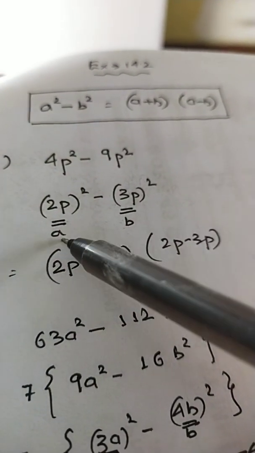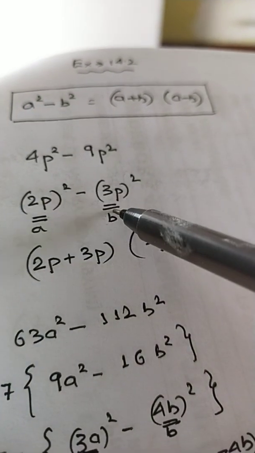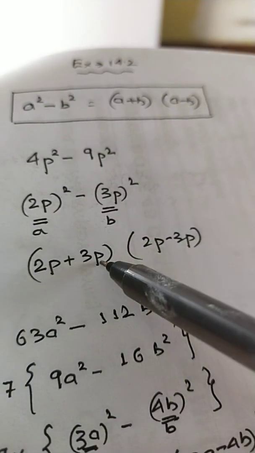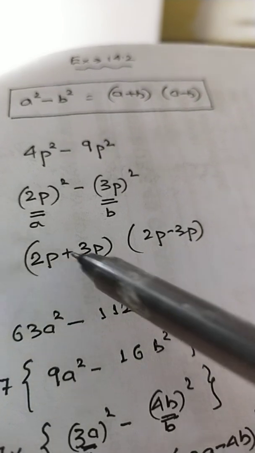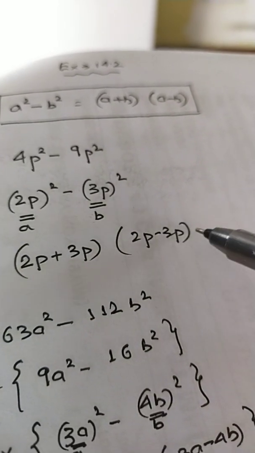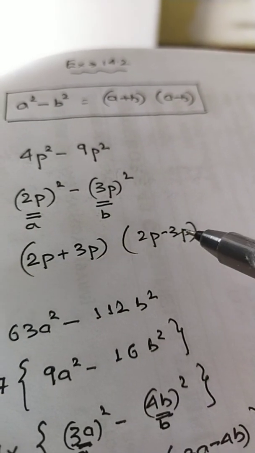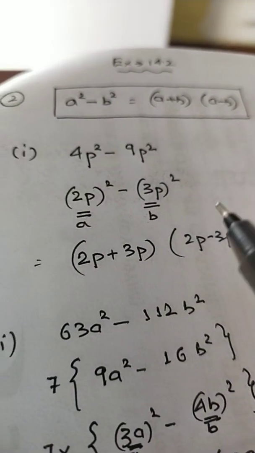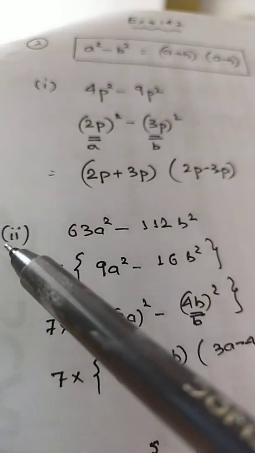So what is the value of a? It is 2p. What is the value of b? It is 3p. So a plus b would be written as 2p plus 3p in the first bracket, and in the second bracket we will write 2p minus 3p. So this is the required answer. Okay, so let's move on to sum number 2.